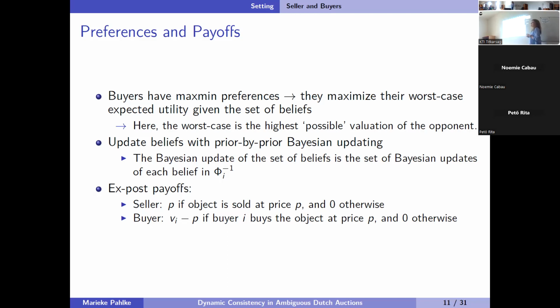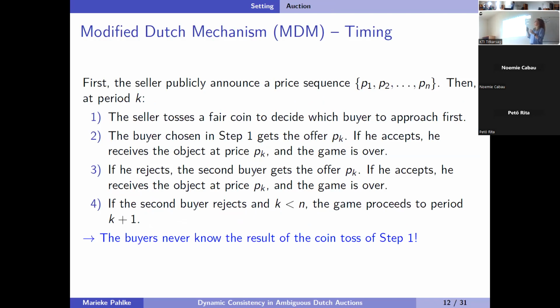Okay. So, what kind of auction will I study? Basically, what's the timing here? We have this decreasing price auction. The timing is as follows. At the beginning, the seller proposes a sequence of prices. And this sequence of prices is fixed. He proposes this in the beginning, and that basically gives us our mechanism, our auction.